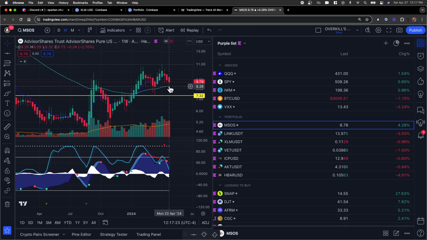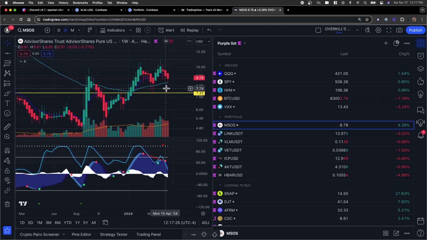I started a position on this this week. It was about a 10% position. Actually, I think I'm at 20%. I think I went in a little too heavy. But if it comes down, I plan on averaging down. My stop loss on the trade is about $7. And again, this is an ETF.